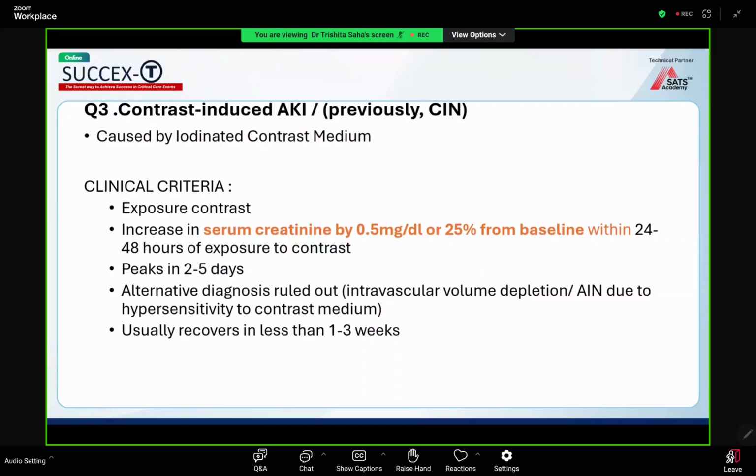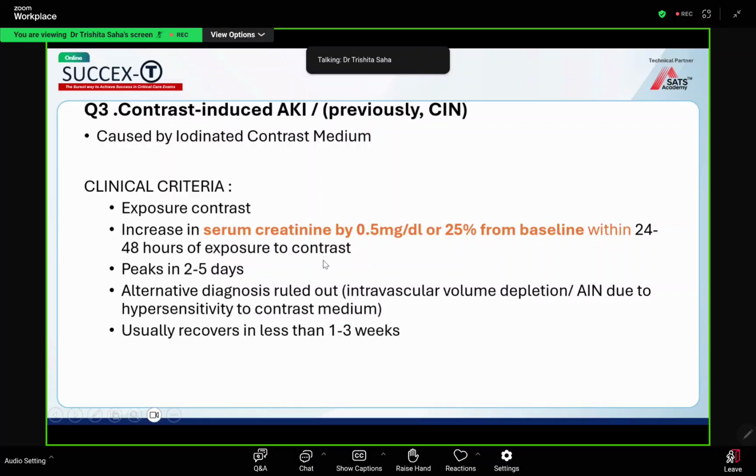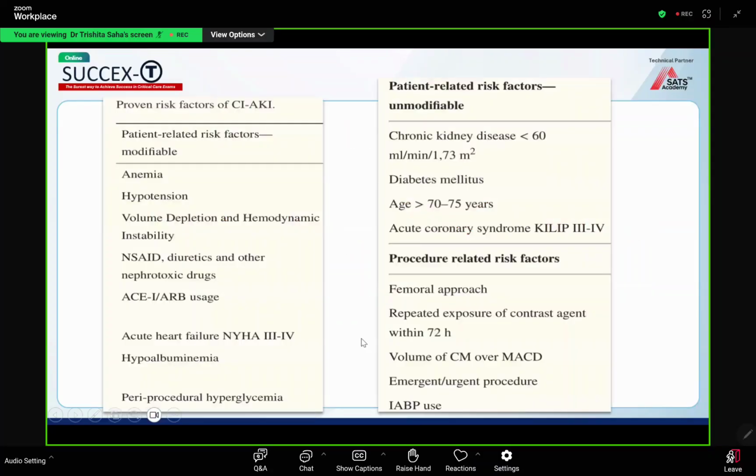The clinical criteria for diagnosis of contrast-induced AKI is there should be an exposure to contrast, increase in serum creatinine by 0.5 milligram per dl or 25% from the baseline within 24 to 48 hours of exposure to contrast. It peaks in 2 to 5 days. Alternative diagnosis should be ruled out, like intravascular volume depletion or AIN due to hypersensitivity to contrast medium. It usually recovers in 1 to 3 weeks.